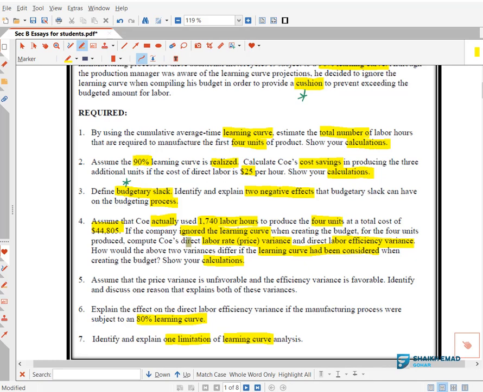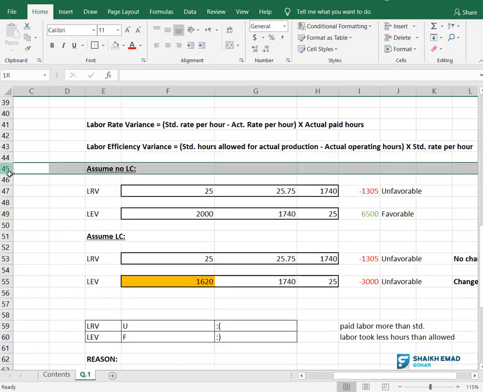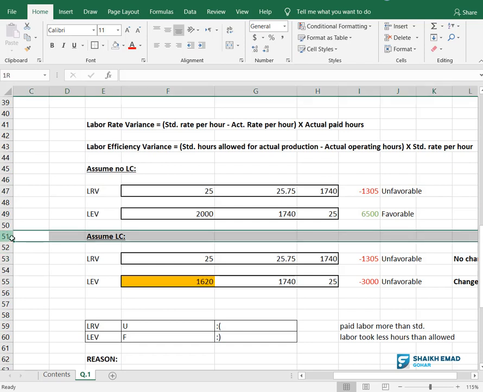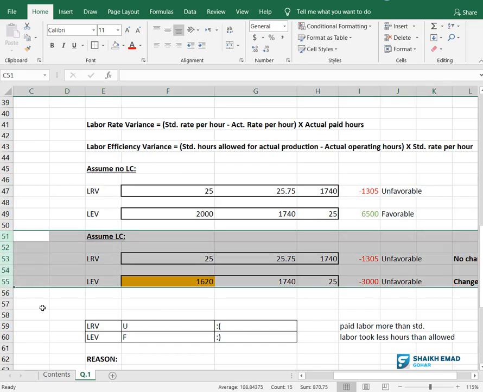They told you to calculate both variances from both perspectives. They told you, okay, the company actually took these many hours, and if the company ignores the learning curve, calculate both variances, and then say how these variances would change if you consider the learning curve. So we have done both of them. First we told them the answers if we ignore the learning curve, and then if we assume the learning curve.